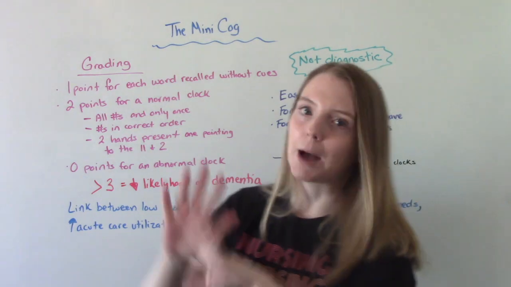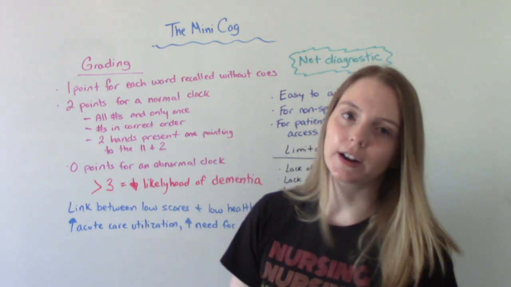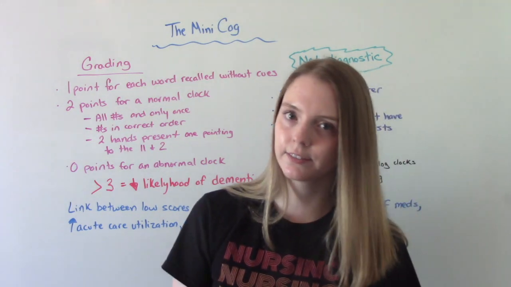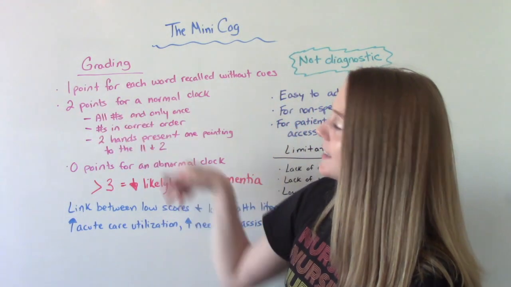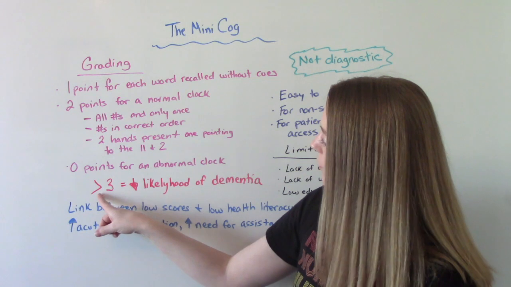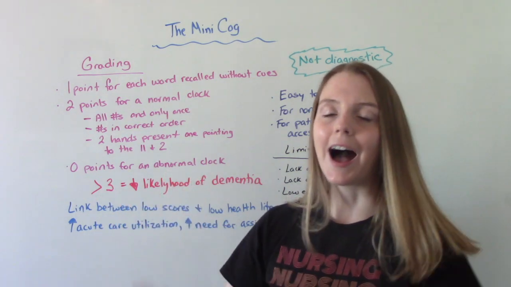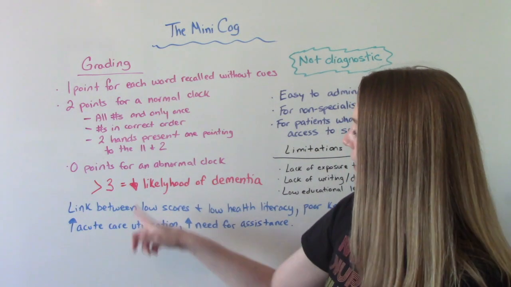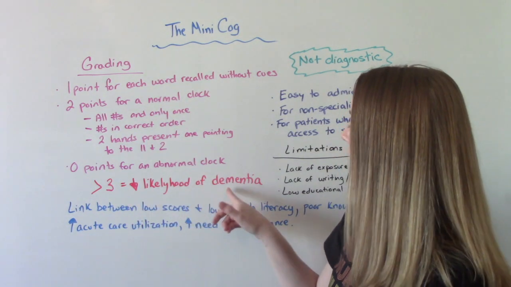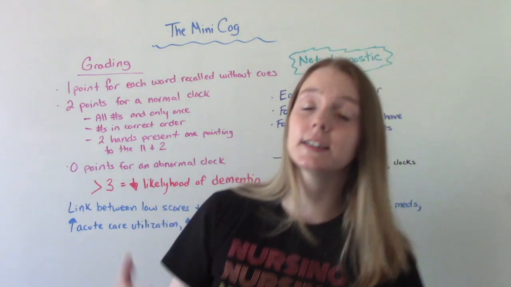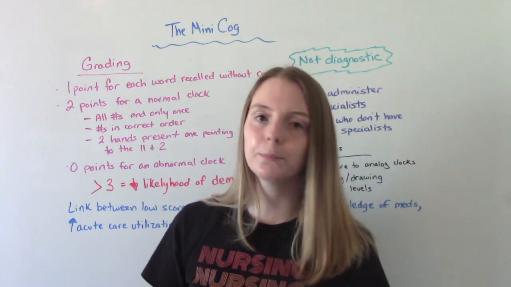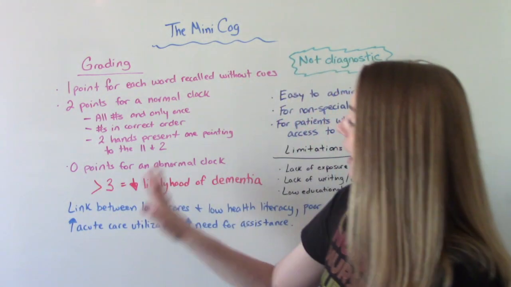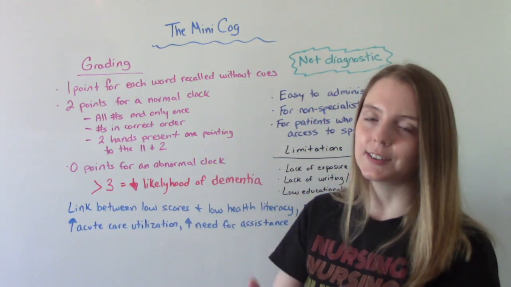If they have any abnormalities or they're not meeting these criteria, they get 0 points, and it's considered an abnormal clock. So you'll add these together, and a score of greater than 3 is good. The higher the number, the better. So greater than 3 indicates a decreased likelihood of dementia. Now, it doesn't mean that there isn't any other cognitive impairment going on, because there could be. It could be mild, but greater than 3, that's what you want. That's a good score.